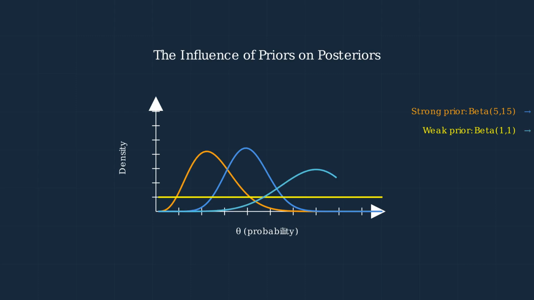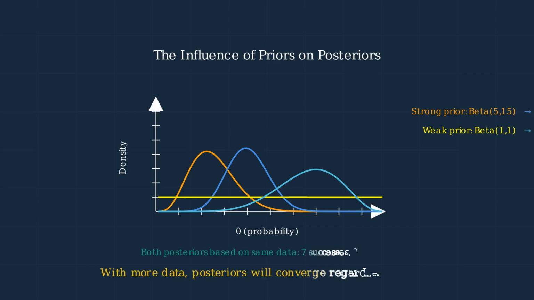Here we see how different priors lead to different posteriors, even with the same observed data. Both posteriors are based on the same data, 7 successes and 3 failures. Notice how the strong prior pulls the posterior toward its mean. A key point to remember is that with more data, the posteriors will eventually converge regardless of the prior choice.